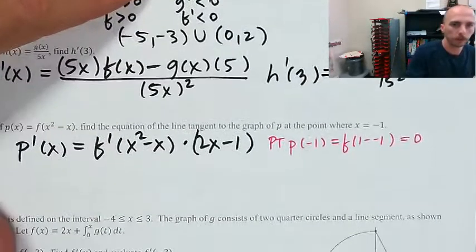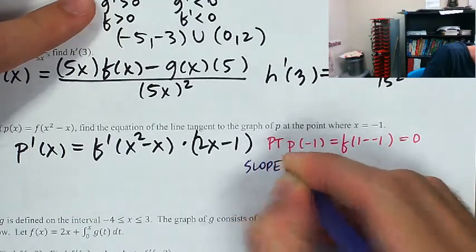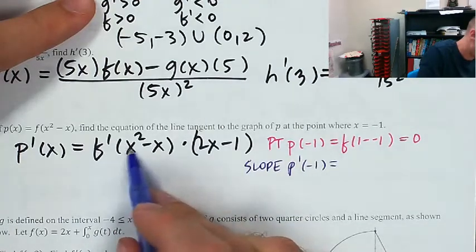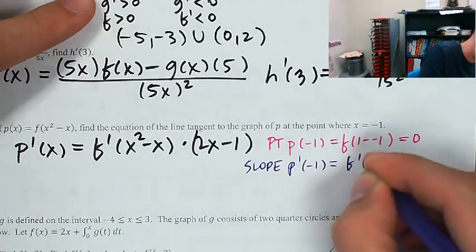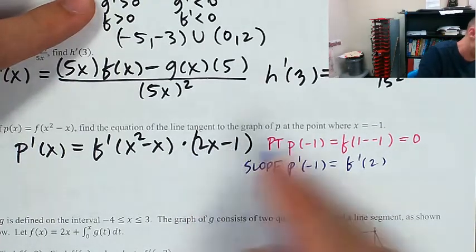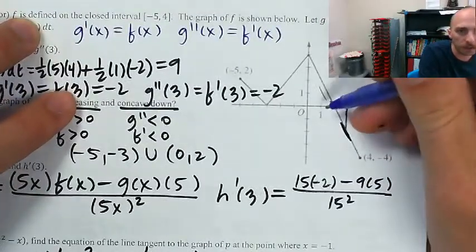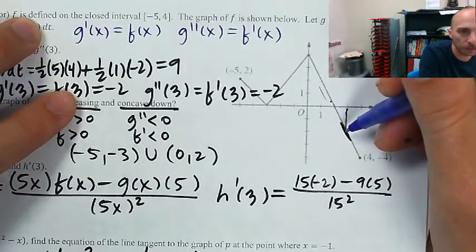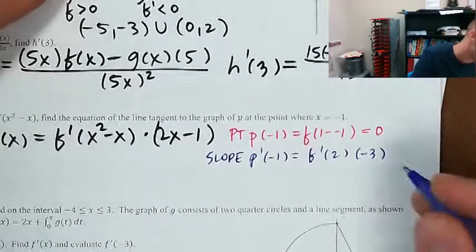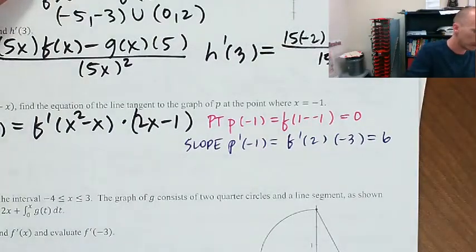Okay, I'll get my slope. I don't know how long I've been off my shot, but slope is p prime of negative 1 equals f prime of 2. Same computation there, times negative 2 minus another 1 is negative 3. So f prime of 2, back up here, is going to be the slope, and it's negative 2, the same line, so it's got the same slope. So negative 2 times negative 3 is equal to positive 6.